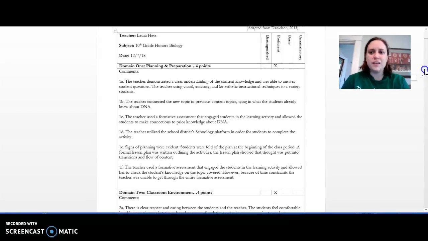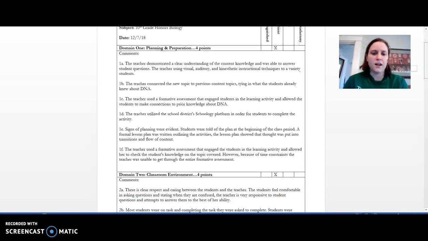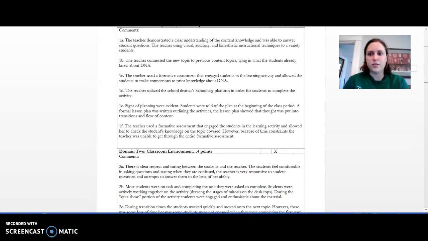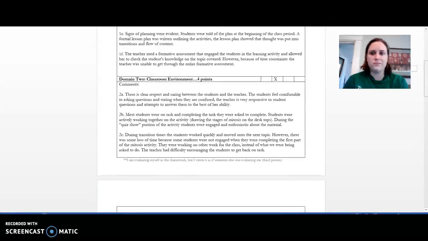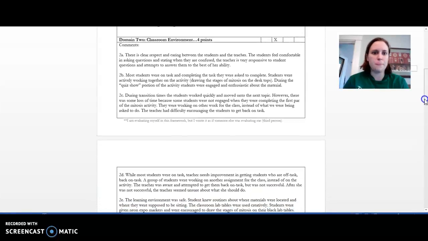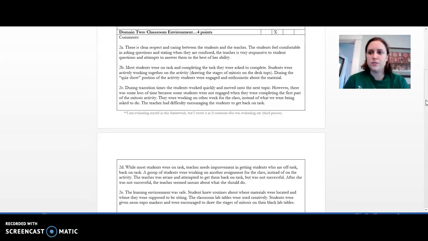The reason I did not feel that I reached a distinguished was because I didn't plan out my time correctly. I had to almost cut the formative assessment time in half in order to get through all that I needed to get through that day. So my planning of time constraints was not quite where it should be in order to get a distinguished.